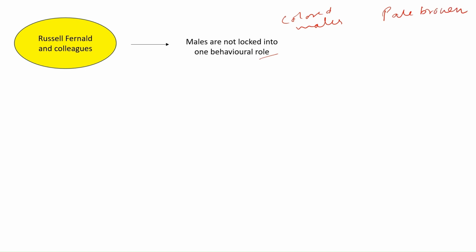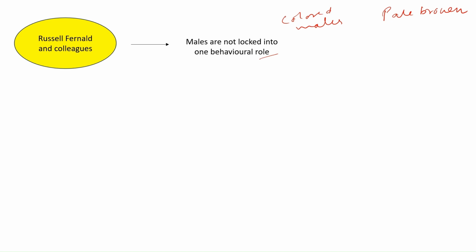Now, the scientist Russell Fernald and his colleagues are sure that males are not locked into one behavioral role. That means the colored males will not remain colored always and keep that aggressive behavior. Similarly, the pale brown males will not remain plain brown throughout their life and remain non-territorial. So this is not the case.